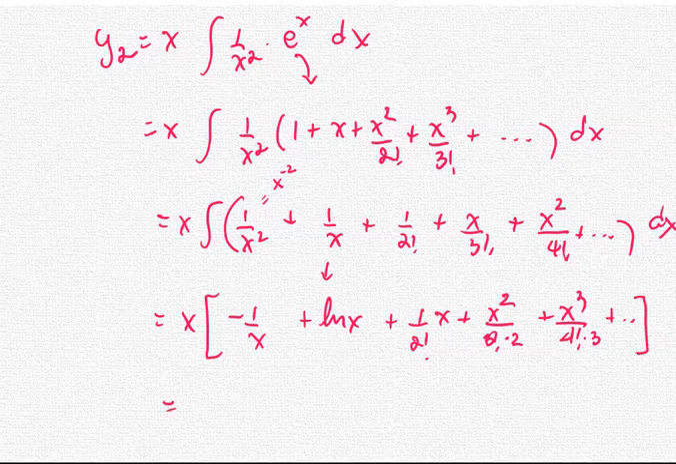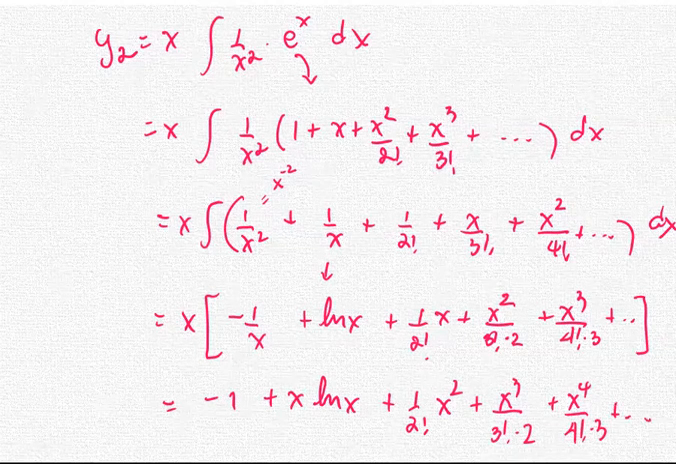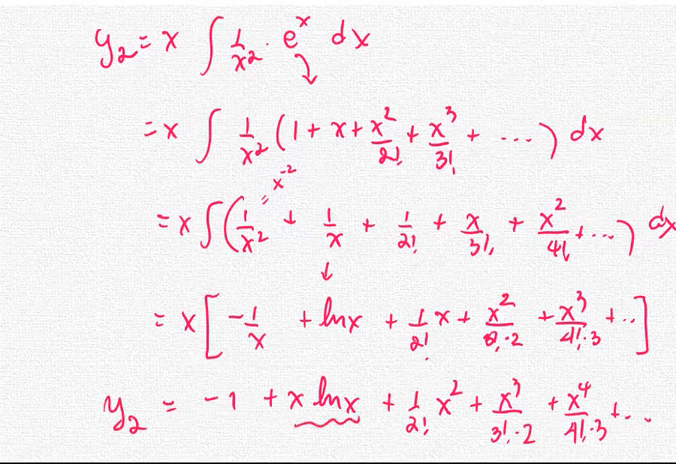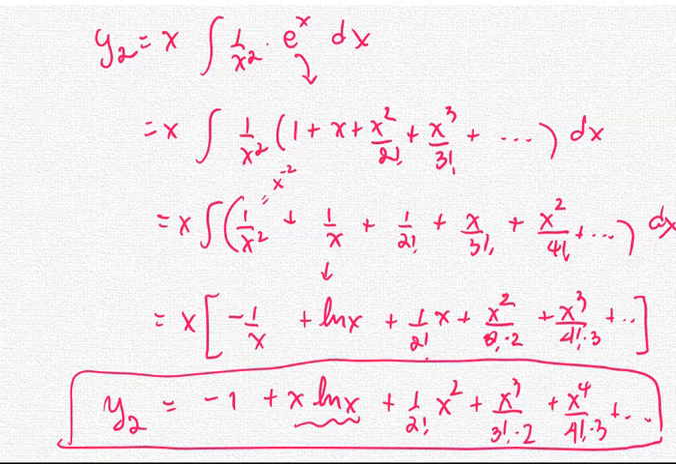Okay, and then we multiply all by x to get negative 1 plus x natural log x plus 1 over 2 factorial x squared plus x to the third over 3 factorial times 2 plus x to the fourth over 4 factorial times 3 and so forth. As you see, the second solution has the natural log of x involved. It's from the use of the formula to find the second solution. So the Frobenius method will give at least one power series solution. If you have only one, another way to find the second solution is to use the formula to find y_2.